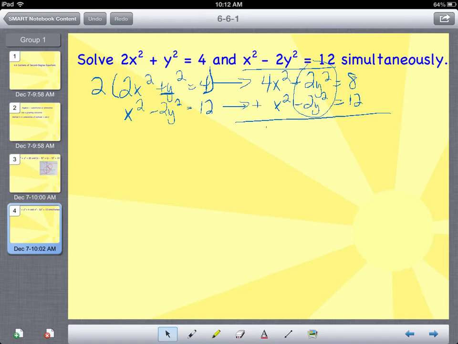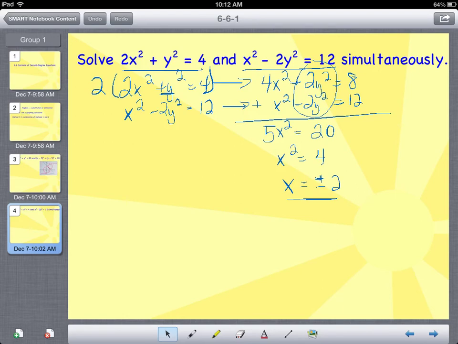So if I add, I'm going to get 5x squared, and then that is equal to 20. So I'll divide both sides by 5. So I have x squared is equal to 4. Well, the square root of 4 is positive or negative 2. So there's two possibilities here because for our answer for x, we got positive or negative 2. We're going to plug in each one of those into one of my original equations and figure this out.